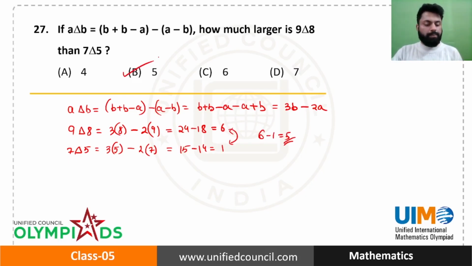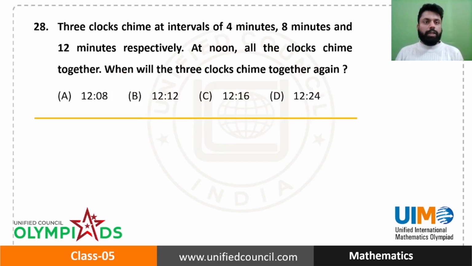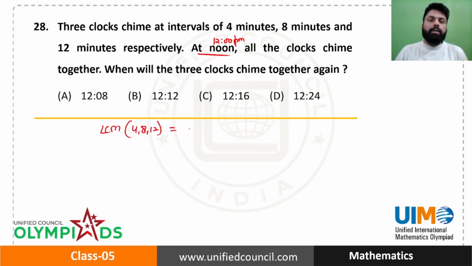B option. Next one. 3 clocks chime at an interval of 4, 8 and 12 minutes respectively at noon. At noon, that means 12 p.m. All the clocks chime together. When will the 3 clocks chime together again? So for that, we need to find out the LCM of 4, 8 and 12. That is equal to 24.